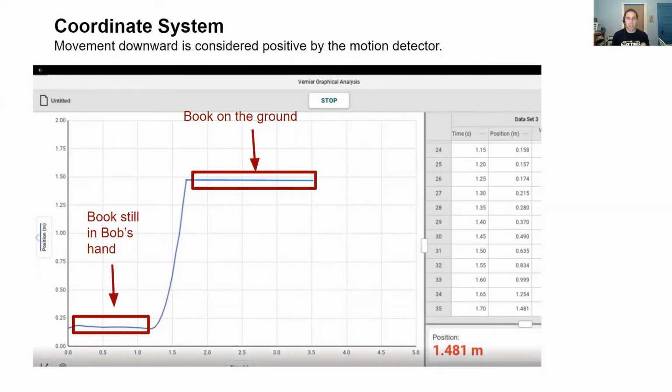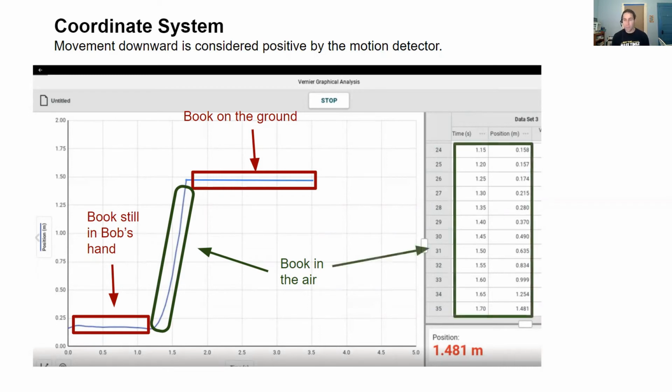The part we're interested in, the part that you're going to analyze using the spreadsheet tools and the concepts we've been studying, is this part in the middle here, when the book is in the air. Notice it's a small amount of time. But this instrument is so sophisticated, it can take 20 samples per second. If you look over here, this is the data. It's measuring a position of the book every 0.05 seconds.